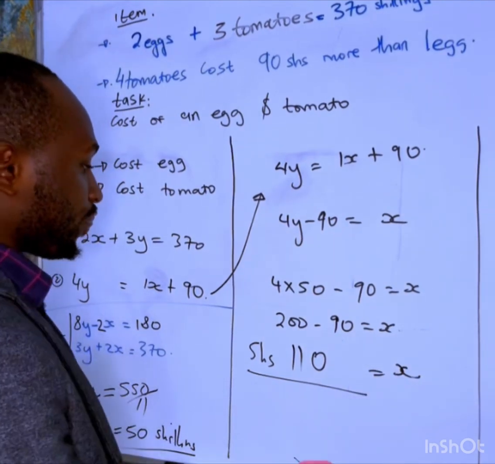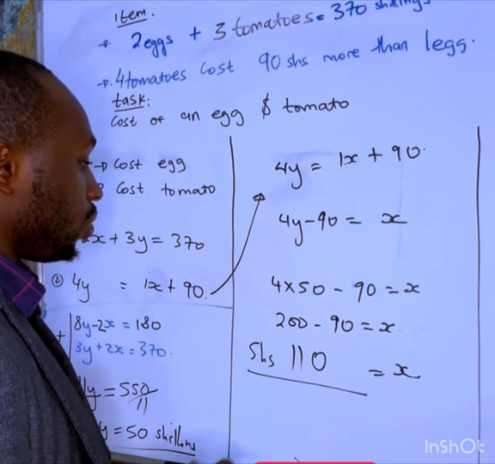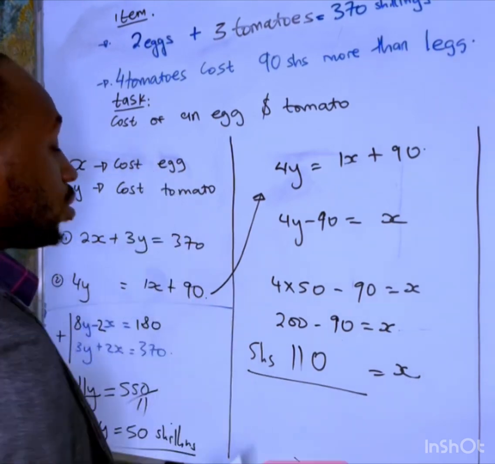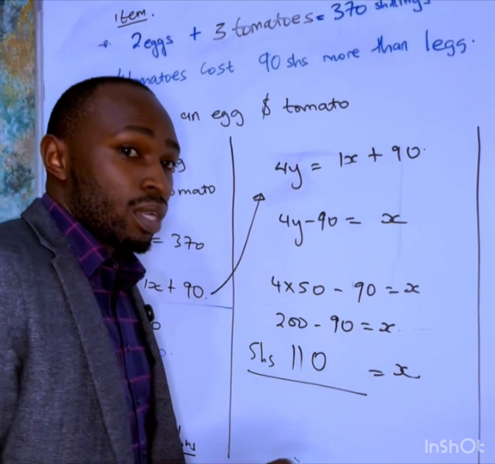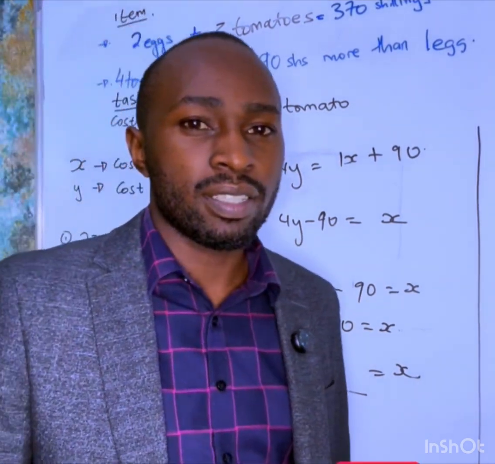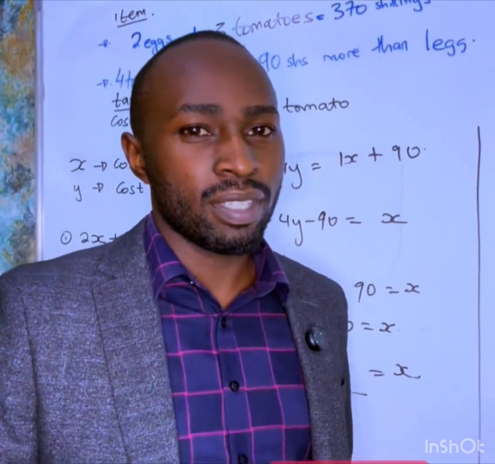Now, if you look critically, we said before that the value of x will be the cost of an egg, and the value of y will be the cost of a tomato. So we have completed our task. Parents, how many passed this question?